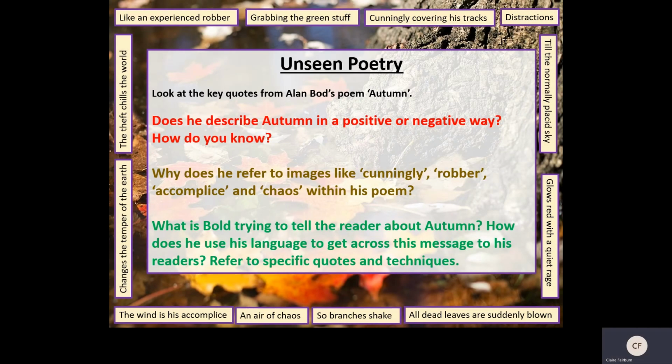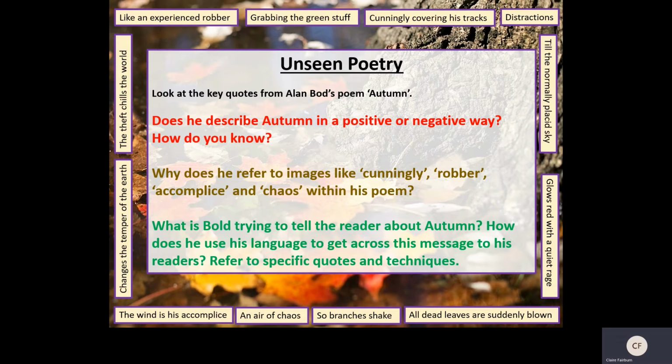Hello and welcome to today's Key Stage 4 English Literature session on unseen poetry. The reason we're studying unseen poetry is because it makes up a significant amount of your GCSE grade, and it's really important that we look at the unseen poetry element. Today we're going to be looking at the poem by Alan Bold called Autumn.